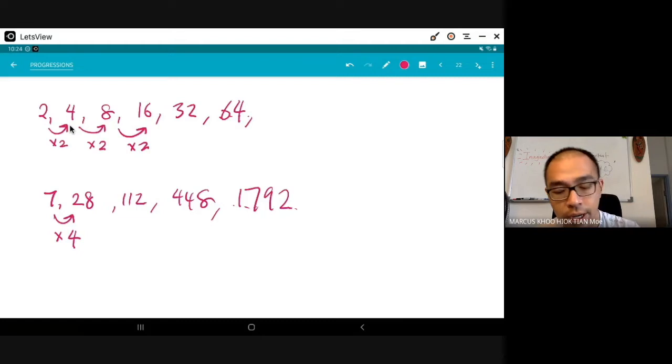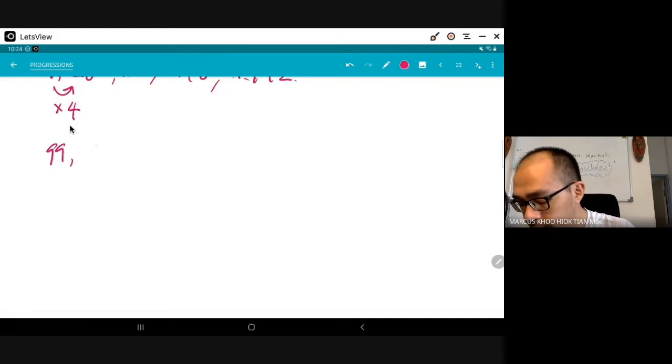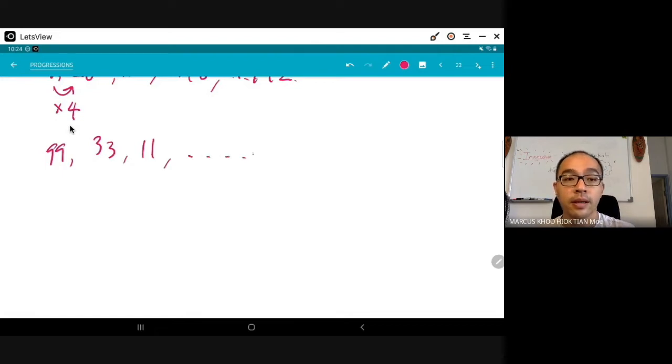Let's try another one. Let's say 99, 33, 11. What is the next number? It's 11 over 3. How did you get that? The pattern is divide by 3.